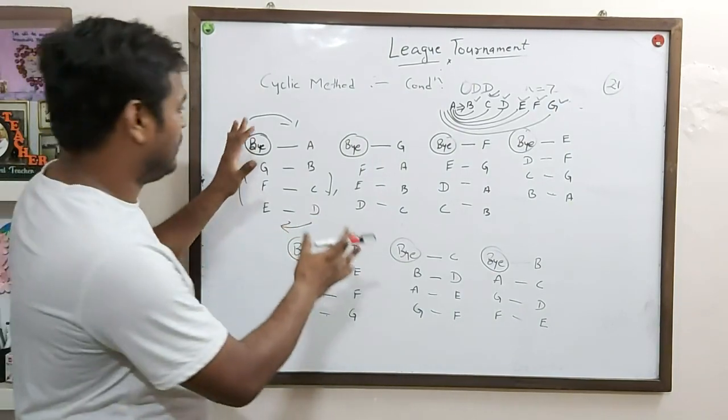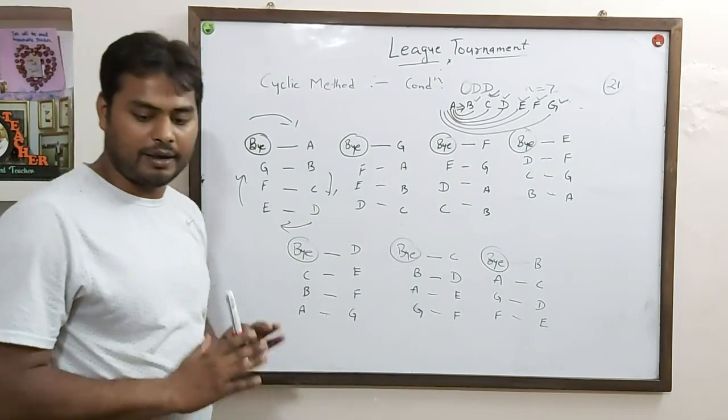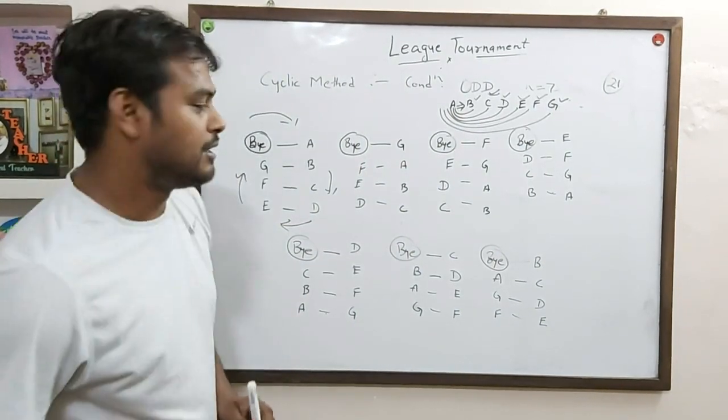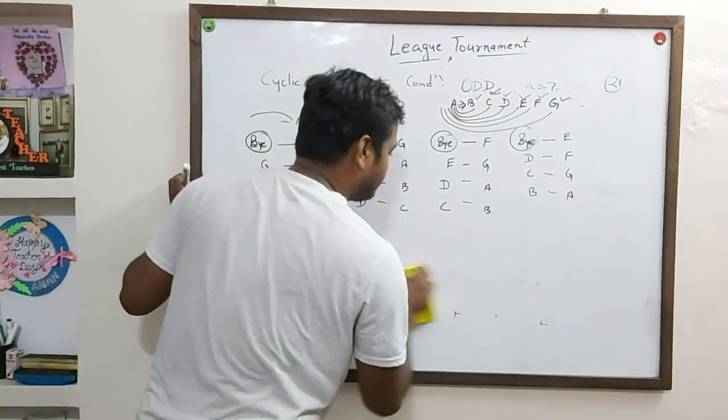So this is the method to make the fixture when the total number of teams is odd. So I think the league tournament is clear to you all.